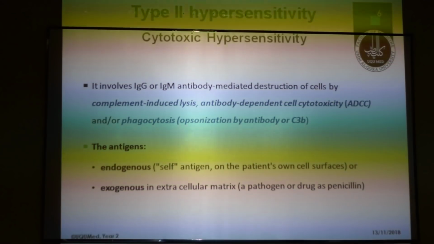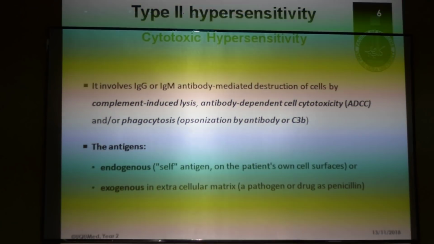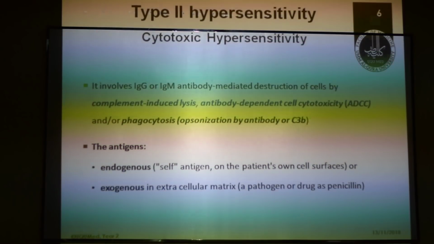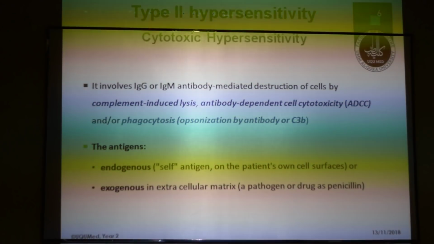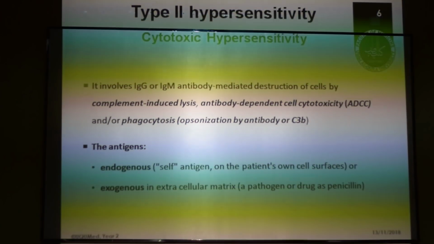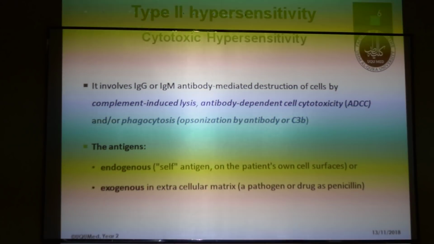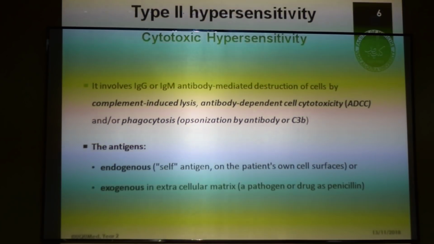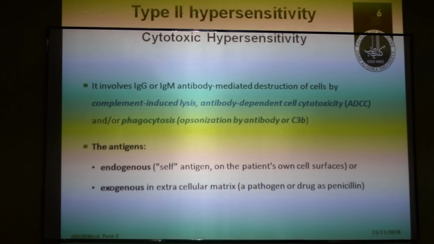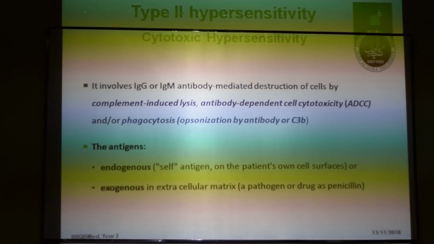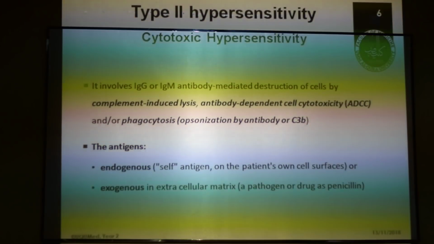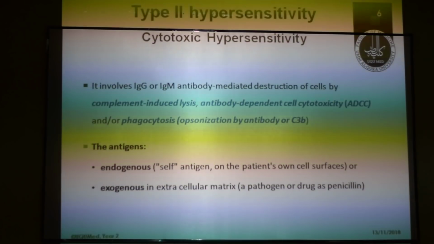The target cell will have the complement or the antibodies around it, and it will be engulfed by the phagocytic cells. In any of these three cases, there will be damage to the cell. So that's why they are called cytotoxic hypersensitivity. And the antigen can be from within the body, like autoimmune diseases, and the antigen can come from outside.